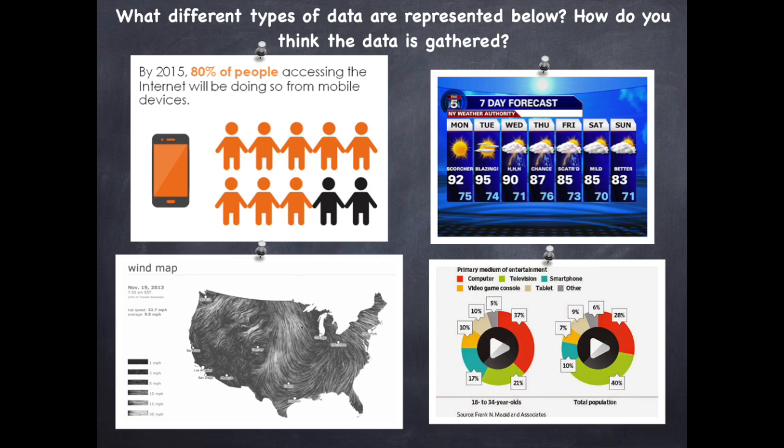And we can see how it's represented because there are 10 little people figures. 8 of them are orange. They're using their mobile phone to get on the internet. And 8 out of 10 is 80%. So it's a nice little representation of the data.